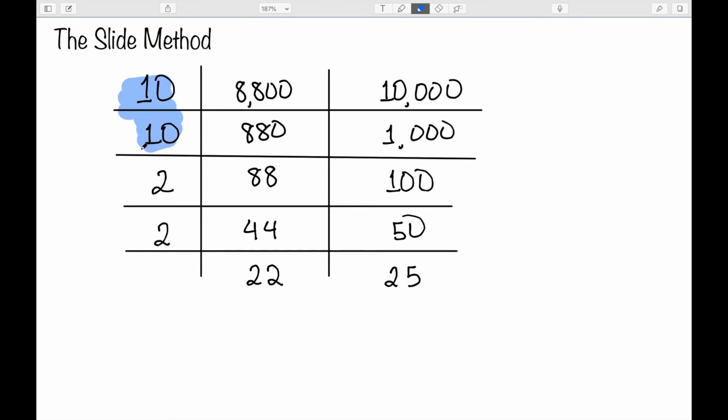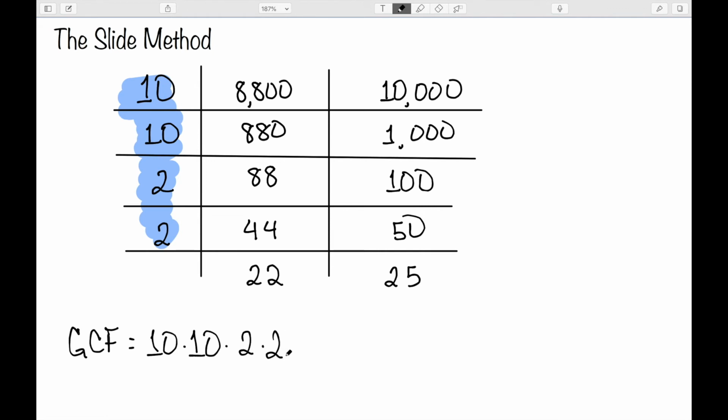And this first column here is going to give me my GCF. So in this case, my greatest common factor, 10 times 10 times 2 times 2, or 400. So the greatest common factor here is 400.